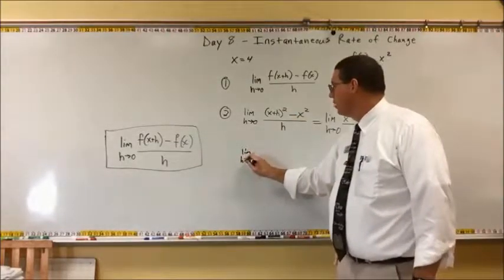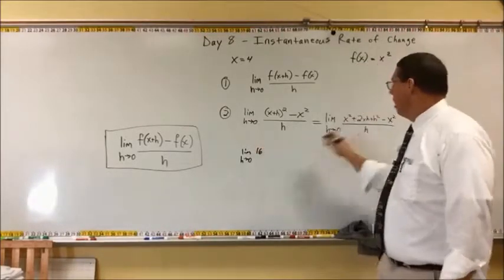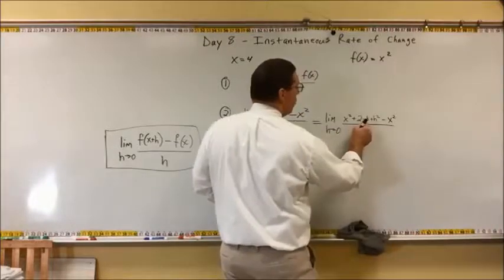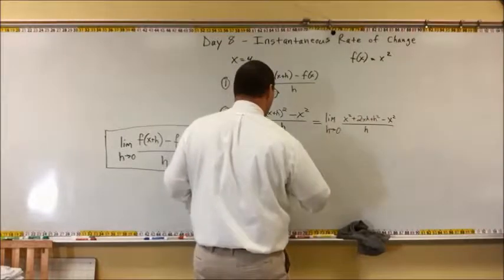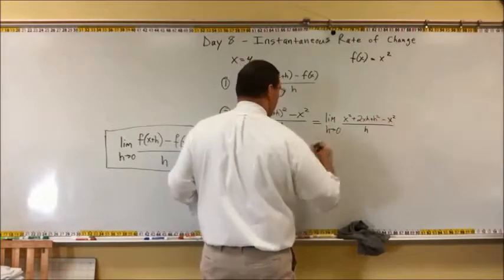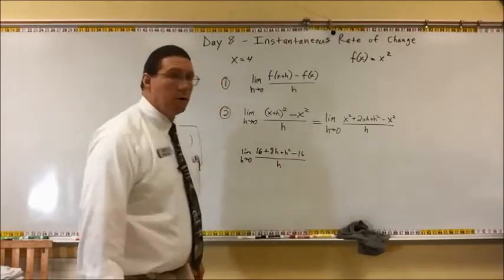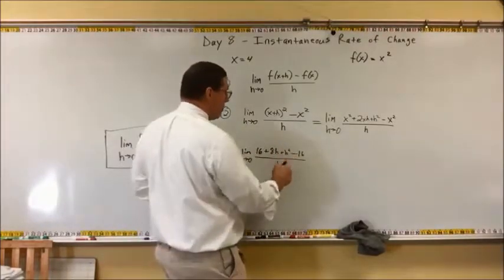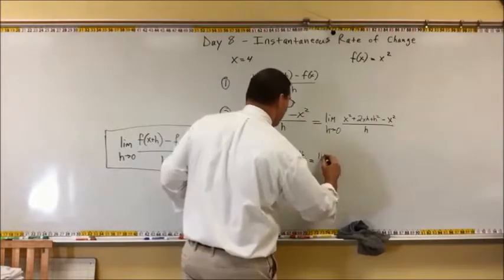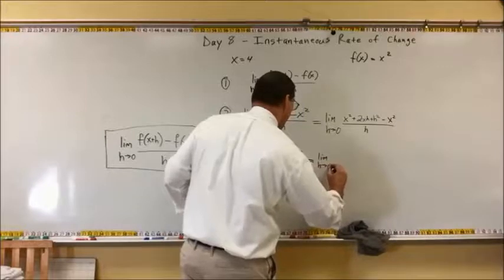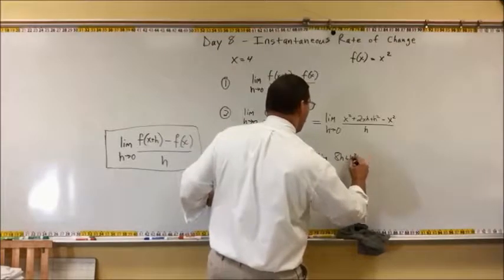All right, so the limit as h approaches 0 of, what's 4 squared? 16 plus, what's 2 times 4? 8h plus h squared minus, what's 4 squared? 16 over h. Good. Now what is 16 minus 16? Right? 0. They cancel each other, right? And so now what we have is the limit as h approaches 0 of 8h plus h squared over h.